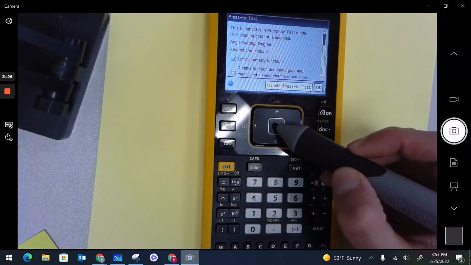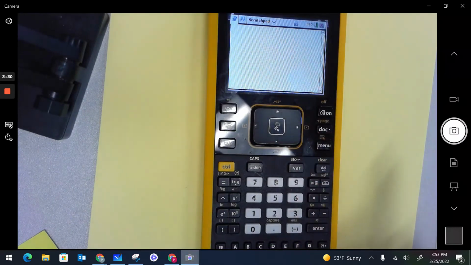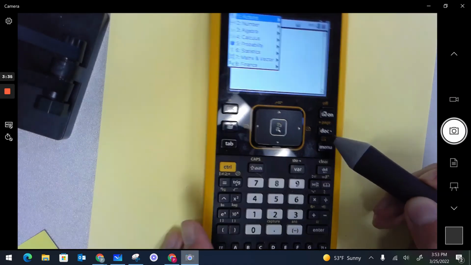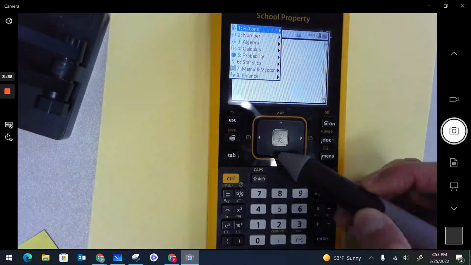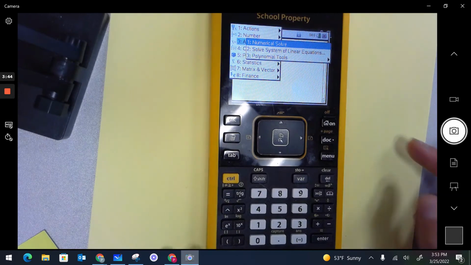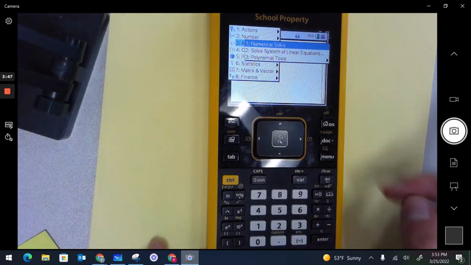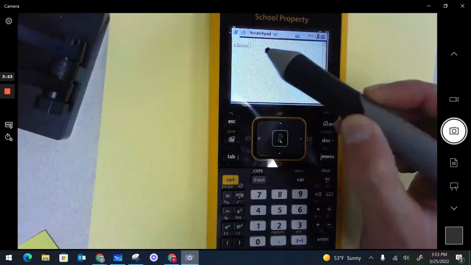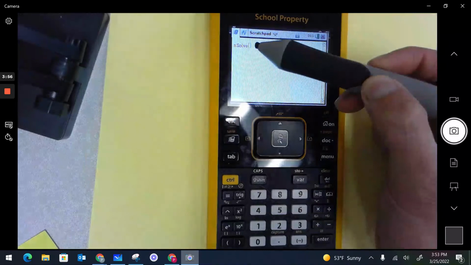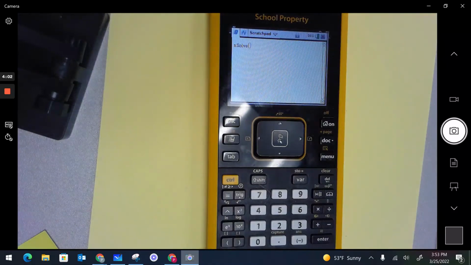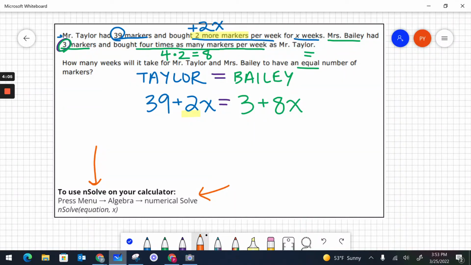Step number 1 is to press menu right here. After you press menu, you're going to go down and select algebra. And then from algebra, you select numerical solve. Then you'll get nsolve. And then you're going to type in the equation that you're trying to solve. So let's go back to our equation. We're trying to solve 39 plus 2x equals 3 plus 8x. Let's type that in.